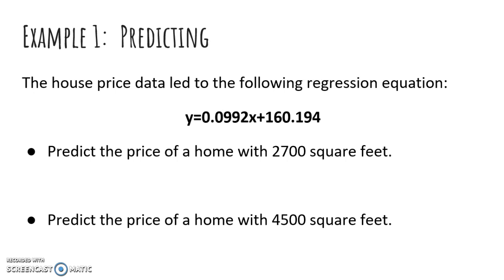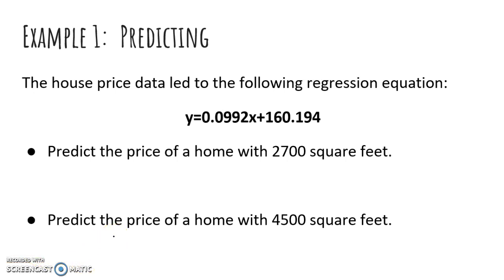The house price data led to the following regression equation: y equals 0.0992x plus 160.194. If you'll remember, the x represented the house size in square feet, and the y represented the cost of the house. We want to predict the price of the home with 2,700 square feet and predict the price of the home with 4,500 square feet.